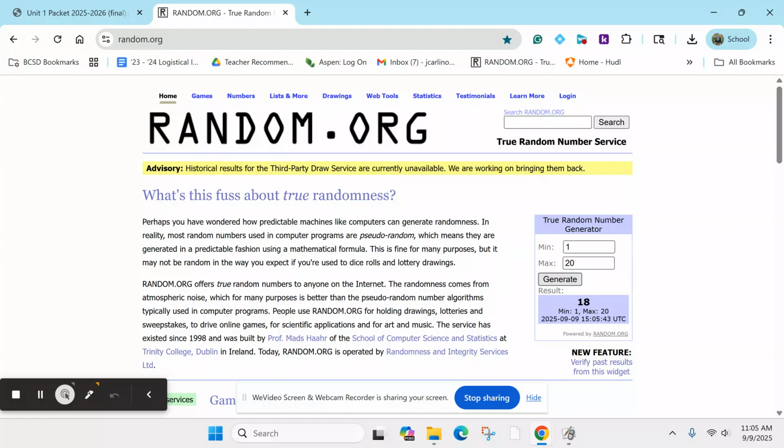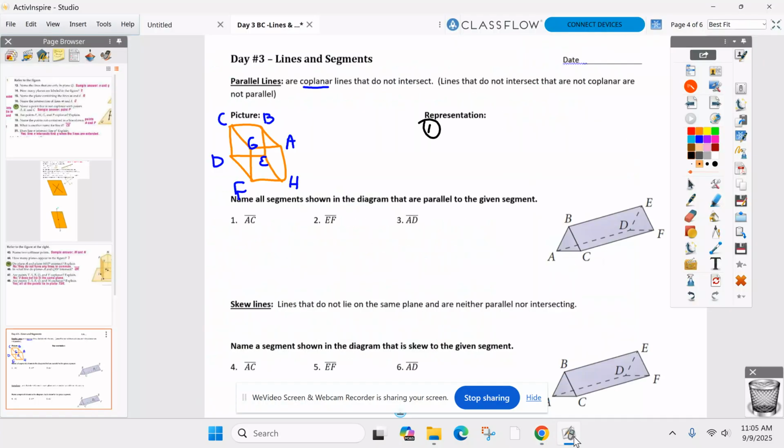Let's start it off right here. How about Cameron? Got a pair of lines? DC and BA. You got it. Have a little space in between so we can write DC and BA. Those are definitely on the same plane and do not intersect.